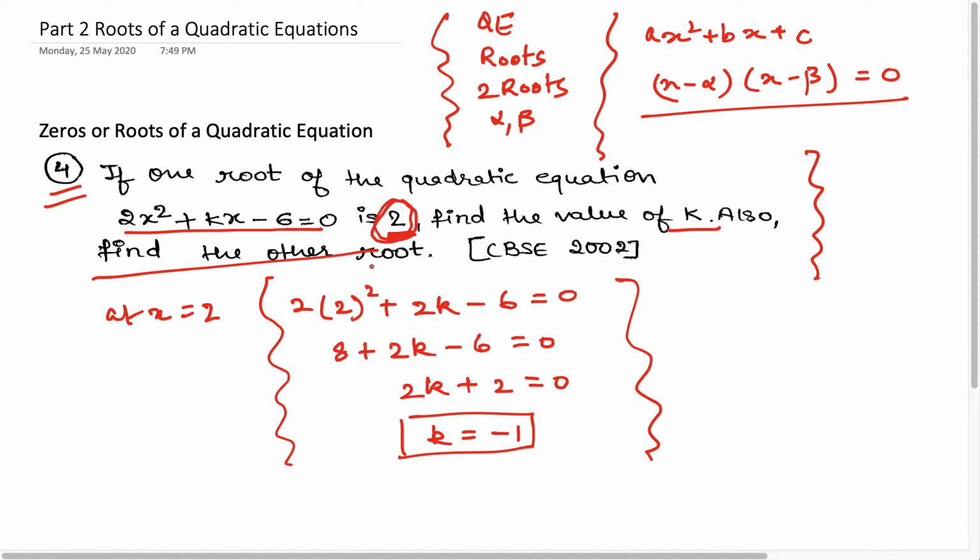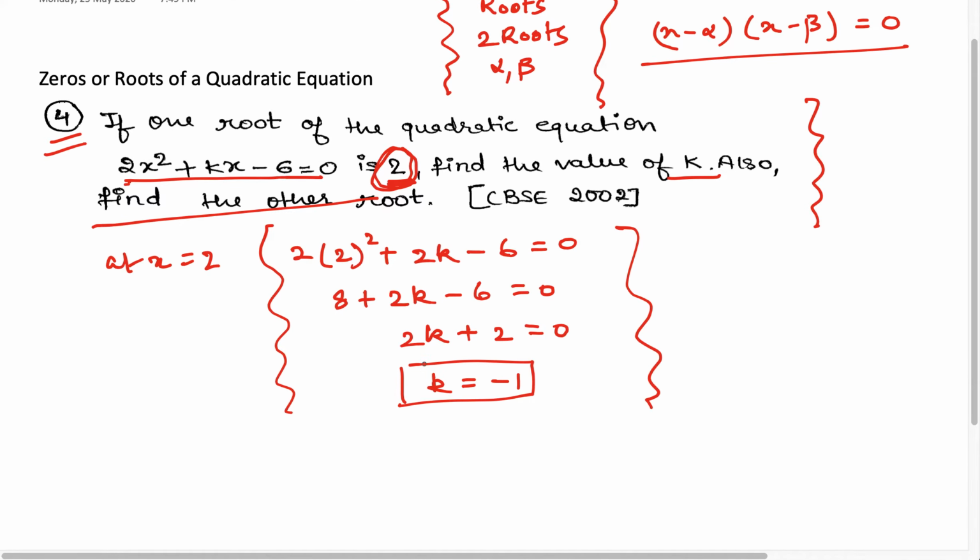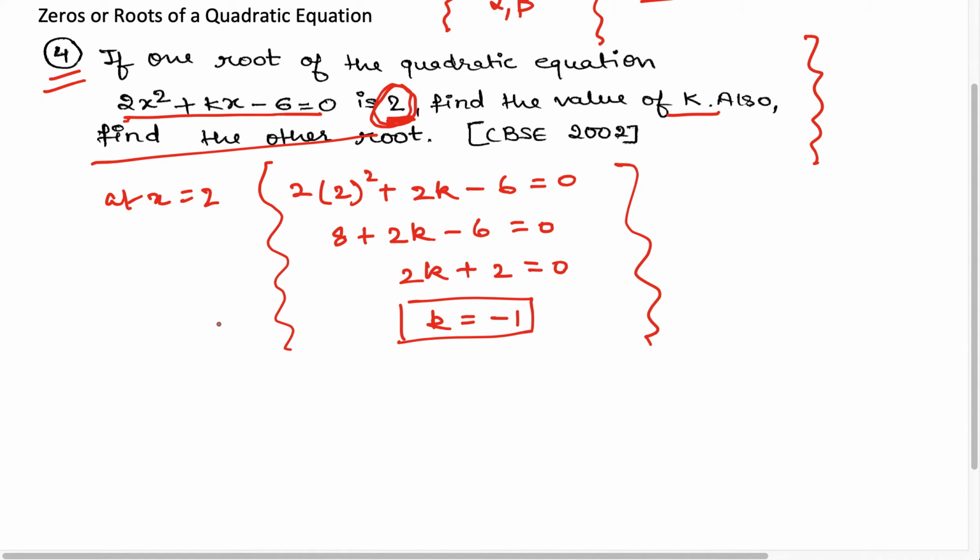Now there are many methods. If you understand that x minus 2 is a factor of the equation, then you can simply divide it by x minus 2 and you will get the other root. That is one method. The other method is, because we know the value of k, we know the actual quadratic equation, and our actual quadratic equation is 2x square minus x minus 6 equal to 0.